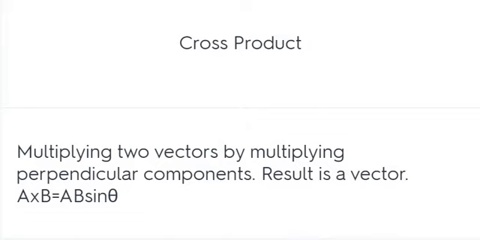Cross product. Multiplying two vectors by multiplying perpendicular components. Result is a vector. A x B equals AB sin θ.